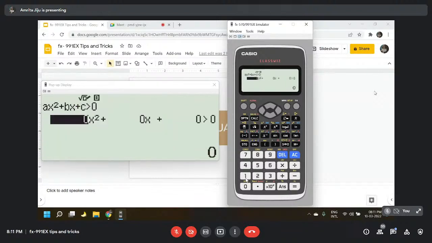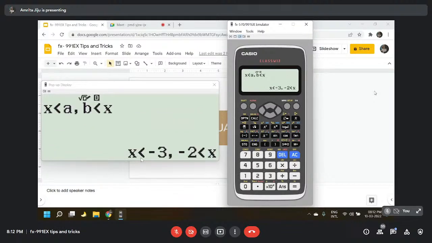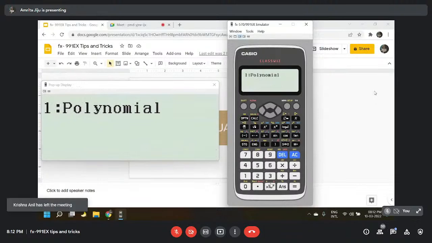So for that we hit 1, and like 1, 5, 6. Okay. Now when I hit equal to, you can find the value x can be less than -3, or x can be greater than -2. So that's the range where you find the numbers which satisfy that linear inequality. Okay. Now if we go for the greater than or equal to portion also, you just have to hit the polynomial.